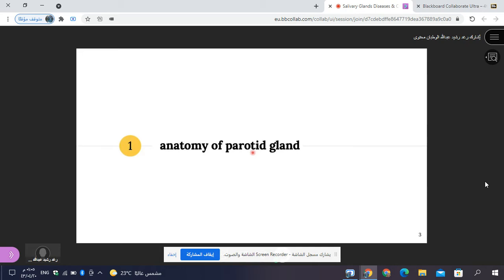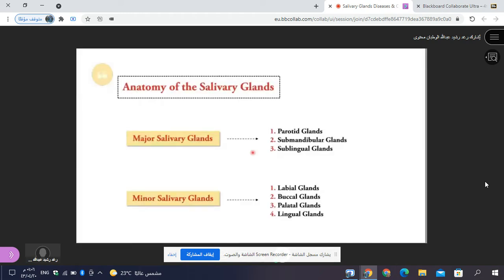Before I start talking about the anatomy of salivary gland, I think guys this is the last chance for you that someone explains to you the anatomy one by one. So if you have questions, just ask, and I like discussions يعني. So let's start the anatomy of parotid gland.